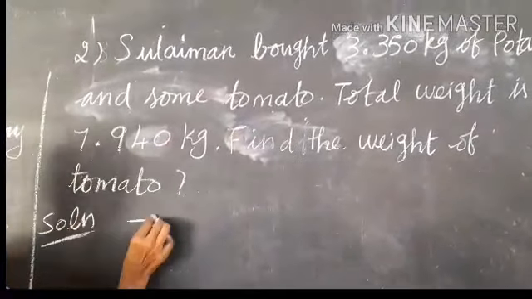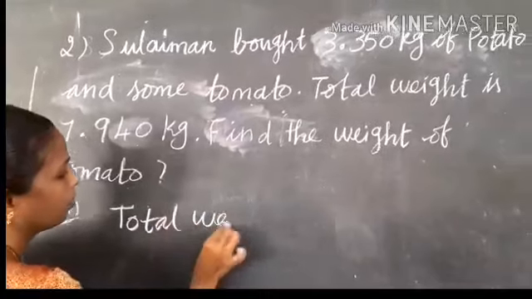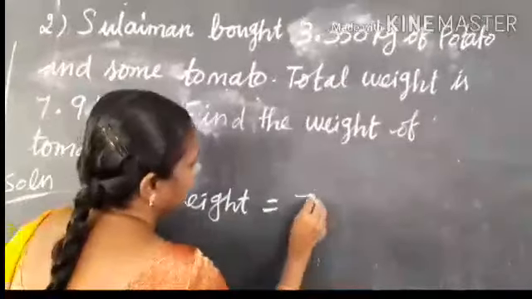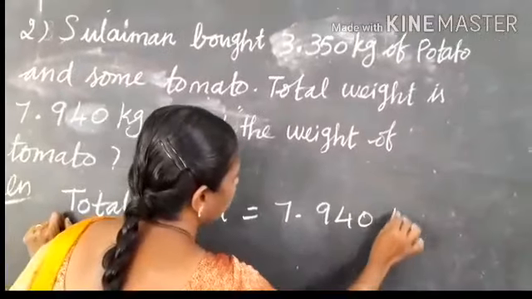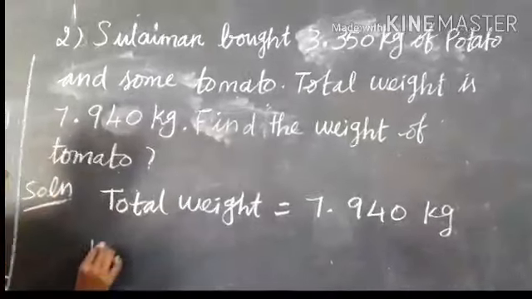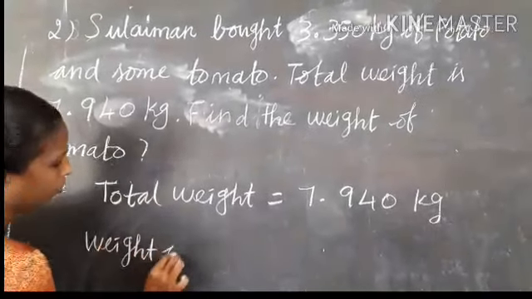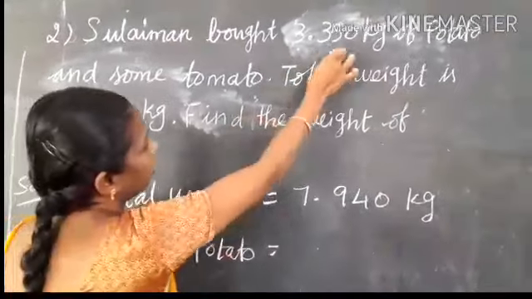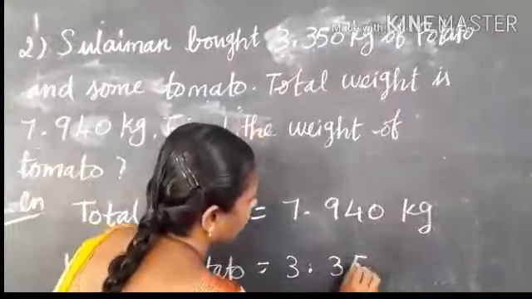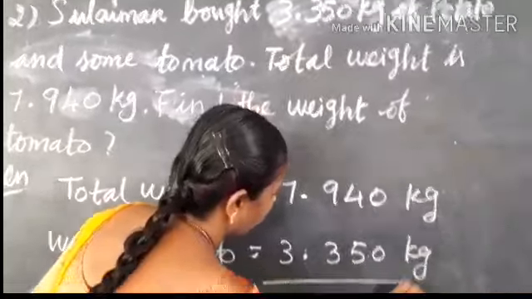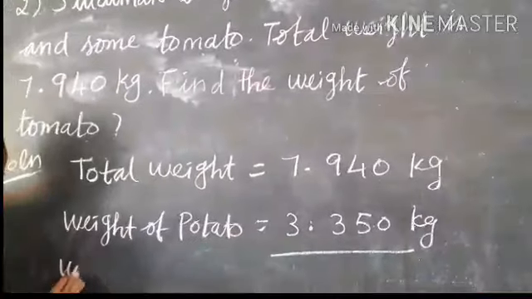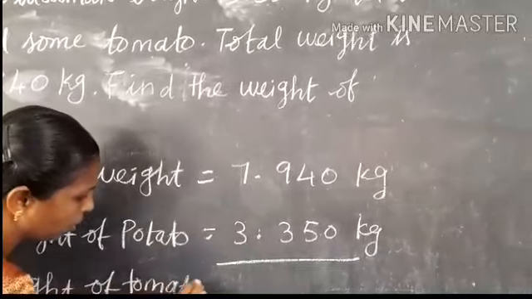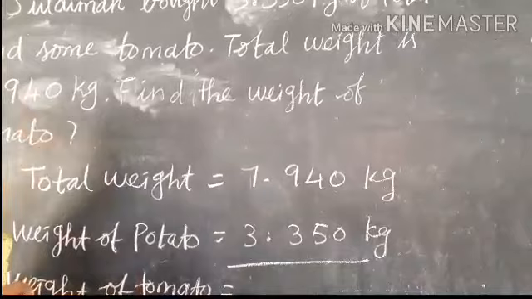So first we have to write total weight. Total weight is equal to 7.940 kilogram. Next, weight of potato. Weight of potato, how much children? 3.350. 3.350 kilogram. Next, we are going to find the weight of tomato. Weight of tomato is equal to, how do we find weight of tomato? By subtractions.